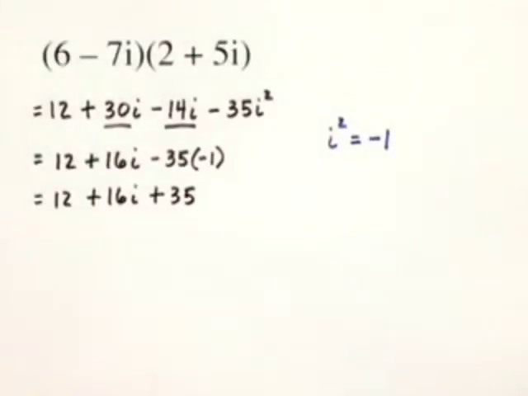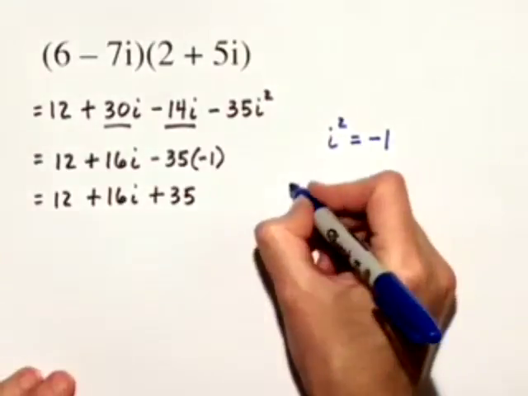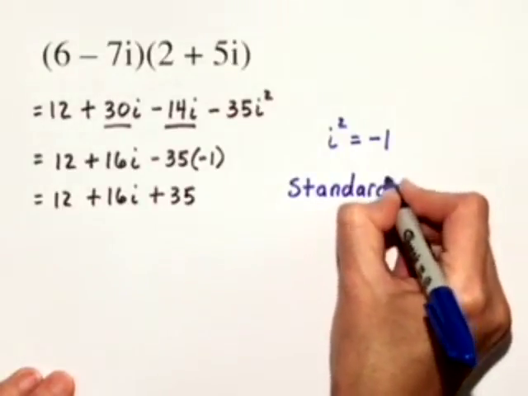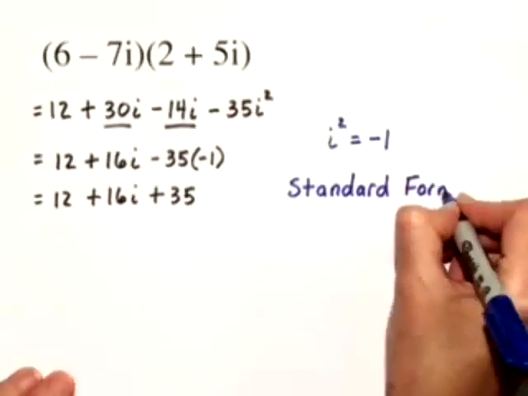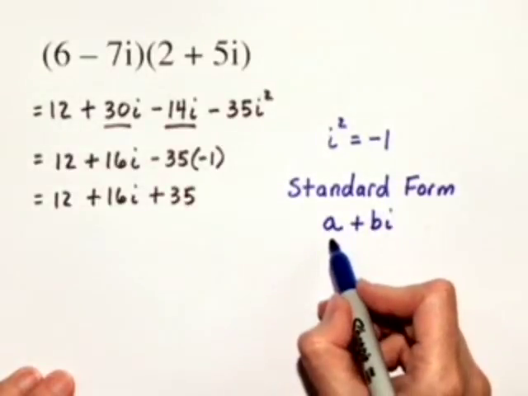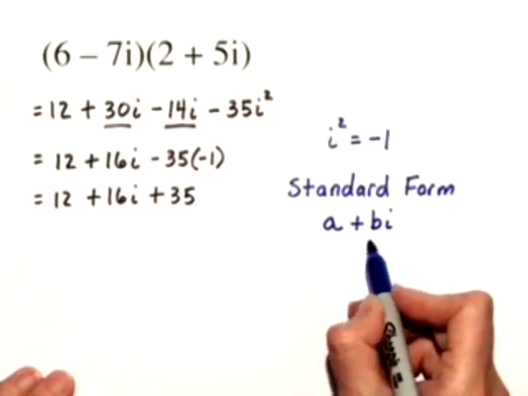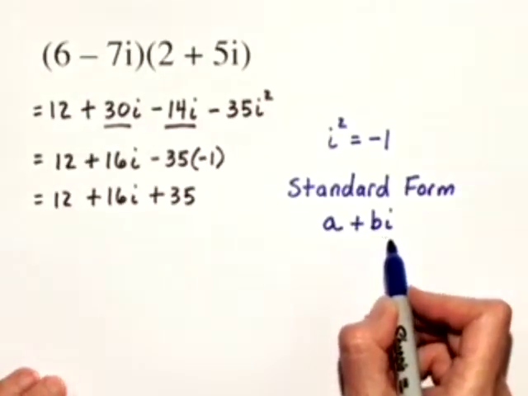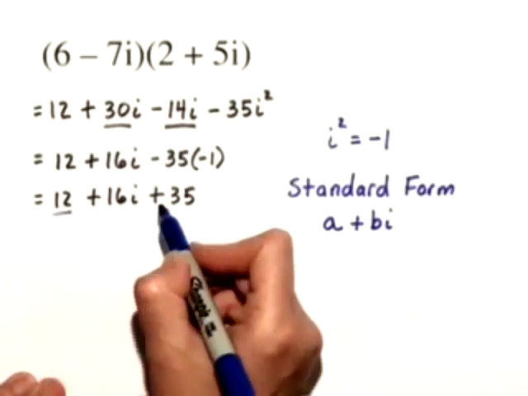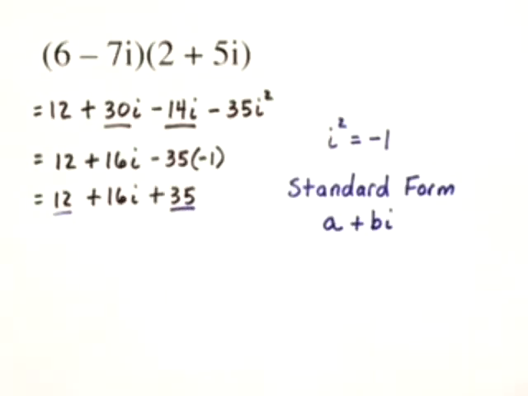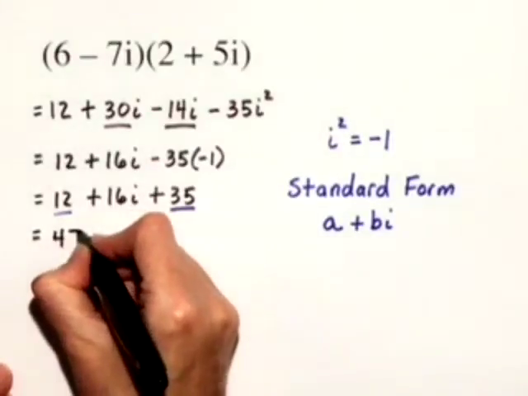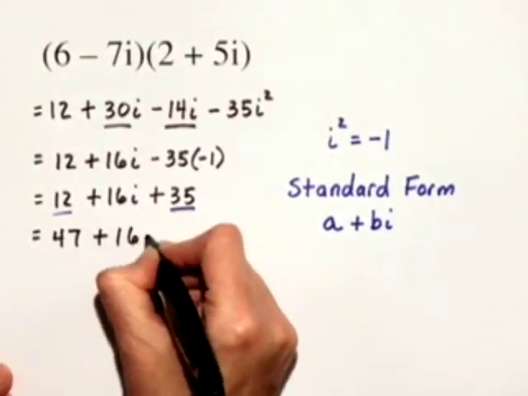Now we almost have it written in standard form. Remember, standard form for a complex number looks like this. We have a plus bi, where a is the real part of our complex number and the bi represents the imaginary part. So in order to write this in a plus bi form, I just combine the 12 and the 35, and I get a total of 12 plus 35 is 47, plus 16i.